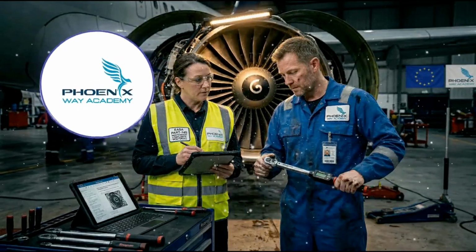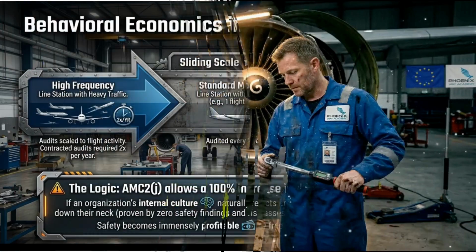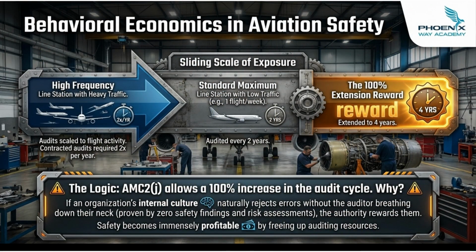So what about external factors in scheduling, like line stations? Good question. Clause H dictates that contracted audits must happen twice every year. And then Clause I governs line stations. Those are the remote outposts under 145.A.200 subparagraph D. Right, the smaller setups. It says their audit plan is based on flight activity, but it maxes out at a 2-year interval. So it creates a sliding scale based on exposure. Because a tiny line station seeing one flight a week has a completely different risk profile than your main international hub. Exactly. But the regulation offers a massive incentive to organizations that actually master this system.